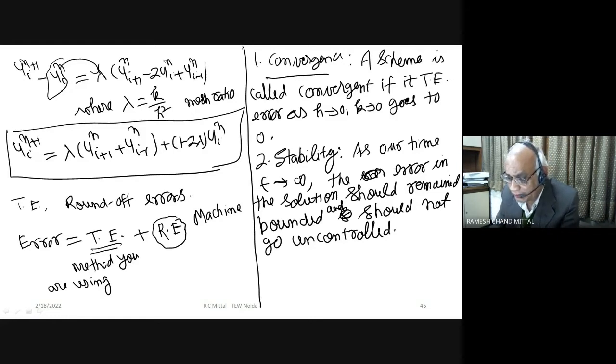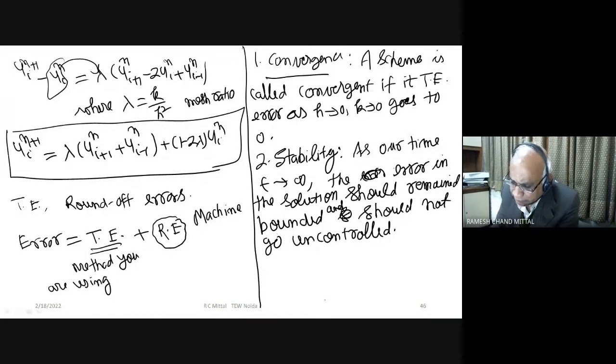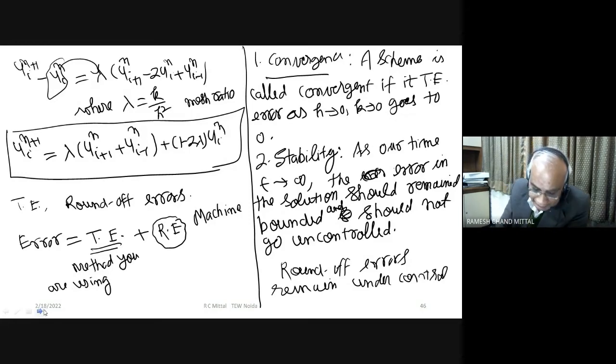Somehow we have to check whether the round off errors, because at each time step you are committing round off errors, you understand that, and these round off errors get added up. One has to check that your round off errors do not go in such a way that they get magnified and your solution becomes no solution. So basically, stability is a problem where round off errors remain under control. That is what stability is.